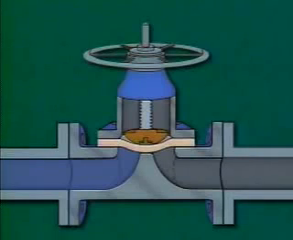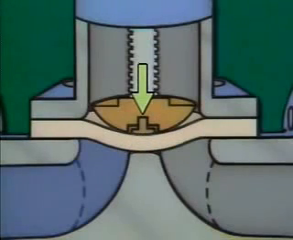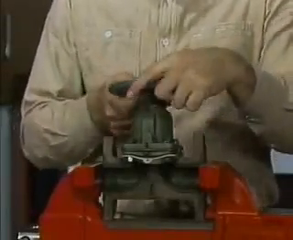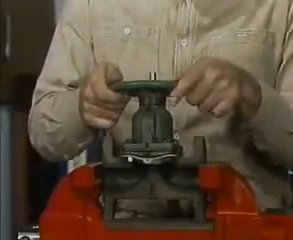A diaphragm valve has a part called a plunger that's connected to the valve stem. A diaphragm stud connects the diaphragm to the plunger. When the hand wheel of a diaphragm valve is turned in the closed direction, the stem and plunger are lowered. The plunger forces the flexible diaphragm down against the valve seating surface, which stops flow through the valve.